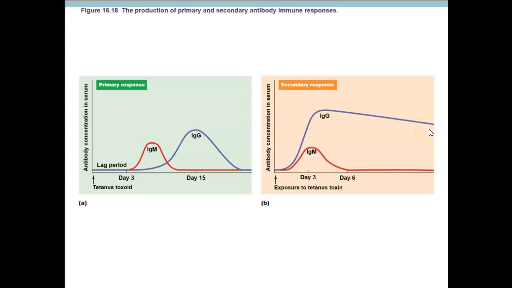We've got more memory cells tucked away this time. If you've seen it once, you may or may not see it again. If you've seen it twice, you're probably going to see it again. So we tuck away more memory cells of the B cells and T cells, and prepare to see it again. It'll still be very fast, very quick, and a very high concentration of antibodies that come a lot faster.